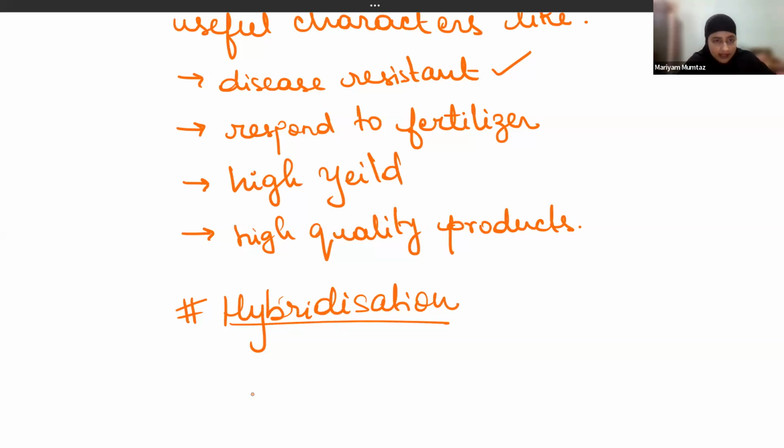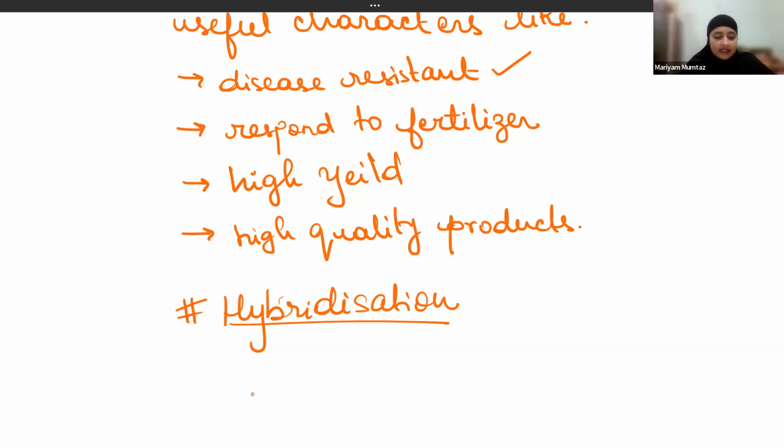Hybridization is the method to introduce desirable characters into the crop variety. Can you repeat from the first? Hybridization is the process to introduce desirable characters into the crop variety. Done? Put a full stop and start a new line.